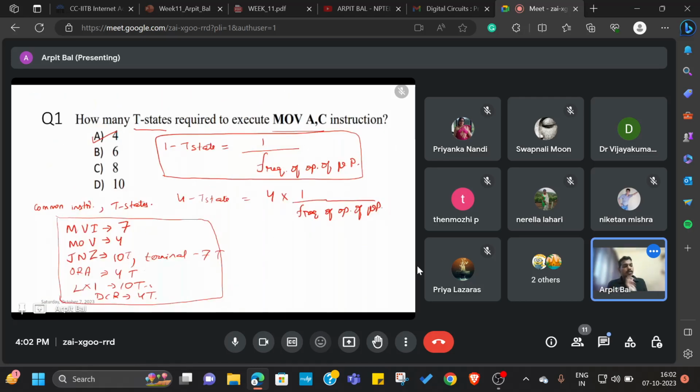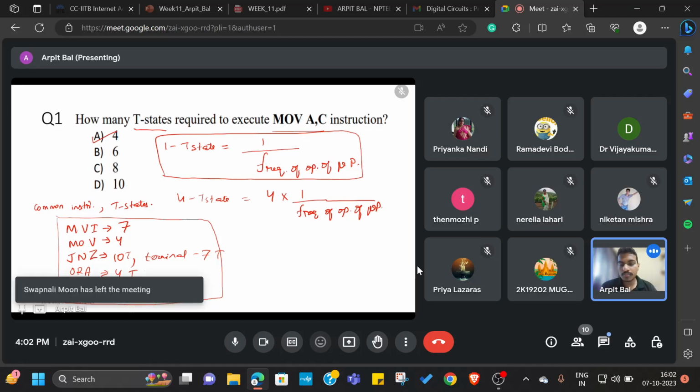Okay, so we started the session from T states. T state is basically a unit that we use to define the delay that is taken by an instruction to execute. That is basically 1 by the frequency of operation of the microprocessor. For the move instruction it takes 4 T states. So if 1 by f clock is the time taken for 1 T state, then for 4 T states it will be 4 by f clock, right?